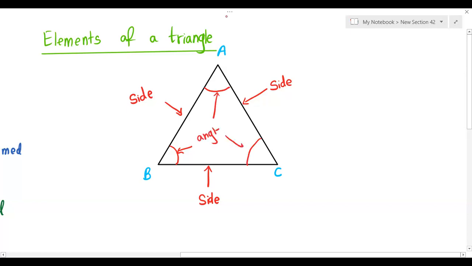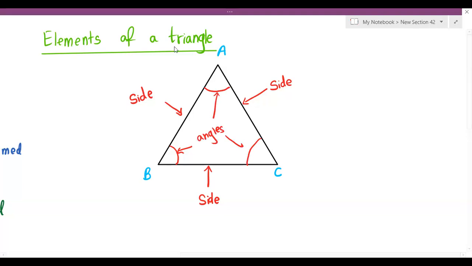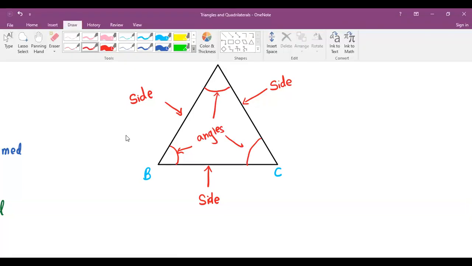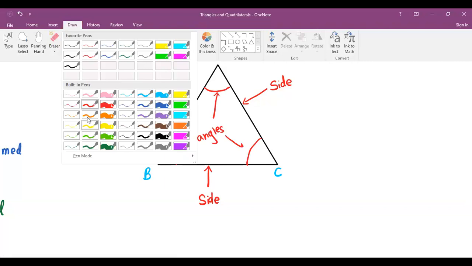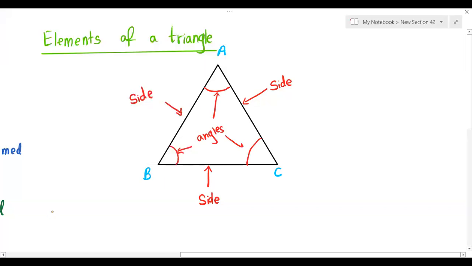Then for the sides and angles of a triangle, commonly we call them elements. Sides and angles of a triangle are called elements.